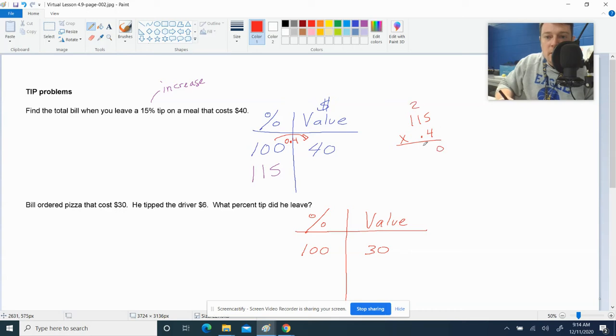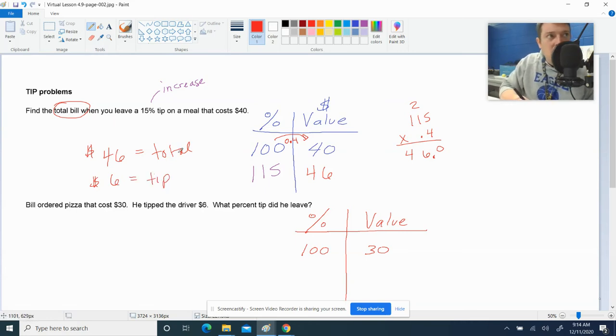Let's knock that out real quick. 6, 4, 1 decimal move. You would be paying them $46 altogether. Okay. And it does say find the total bill. So $46 would be the total. Your tip would be $6, right? It would be the difference of what the item was versus what you paid. $6 is the tip. So make sure you read those questions carefully.